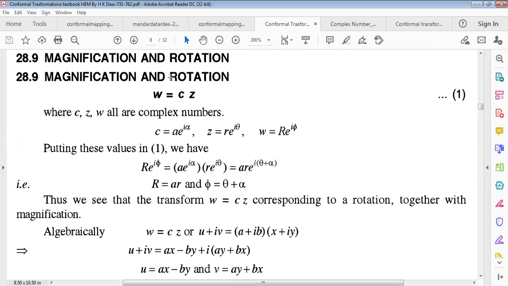Now magnification and rotation, where W equals C into Z, where C, Z, W are all complex numbers. C can be written in polar form as A into e to the power i alpha, and Z equals R into e to the power i theta.